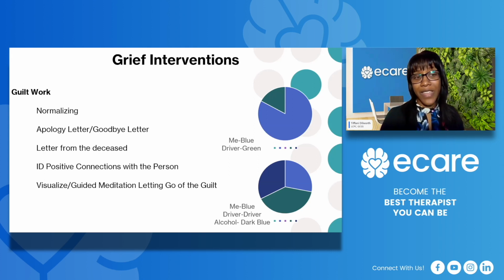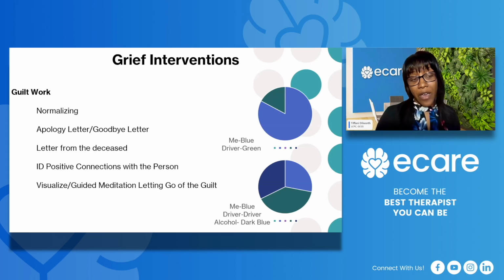The next one is identifying connections with the person. Sometimes it's about helping our clients identify why they feel guilty. And for some clients, they feel guilty because they feel that that's the only way to keep that person alive, is to feel guilty. And so sometimes it's about helping our clients to transition to identifying what are some other ways we can keep them alive? What are some other ways we can stay connected to them? What are some of the positive ways we can stay connected to them?